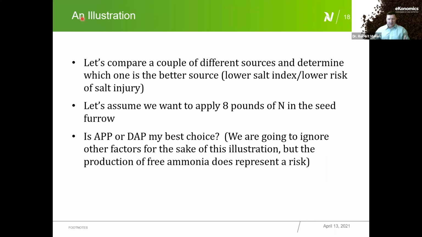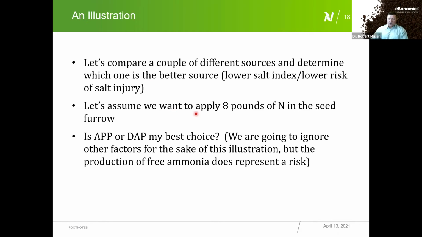That's not the take-home point, okay? DAP has other risks associated with its use as a starter material that I'm ignoring. I'm just using this simply for illustration, okay? I just want you to get comfortable with the math and how to do these comparisons.